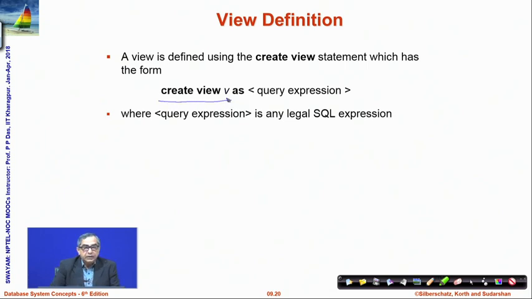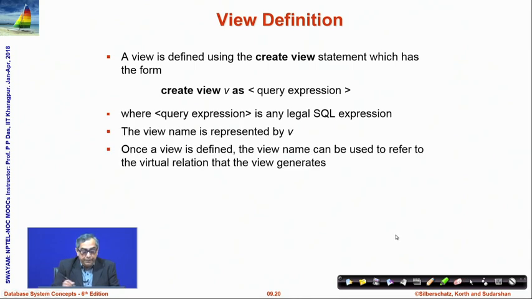The syntax is very similar to create table. You do a create view, give a name, and then specify as, which is the connective, and specify the query expression, which is an SQL query that will let you compute the view every time you actually need it. So, this is a view name. Once a view is defined, the view name can be used as a virtual relation.